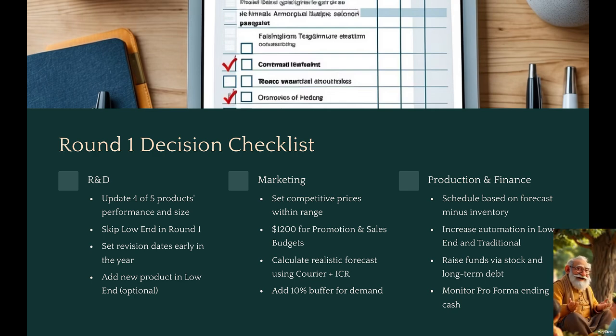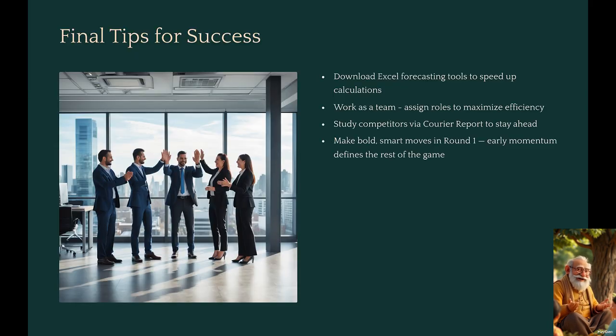Final tips for success. Download Excel forecasting tools to speed up calculations. Free templates are available online. Work as a team if this is a group simulation, assign roles to maximize efficiency. Study competitors via Courier report to stay ahead in pricing and capacity. Make bold, smart moves in round 1, because early momentum defines the rest of the game.